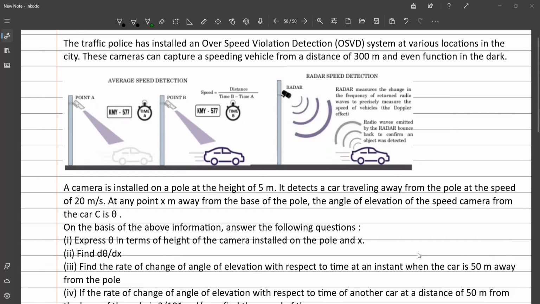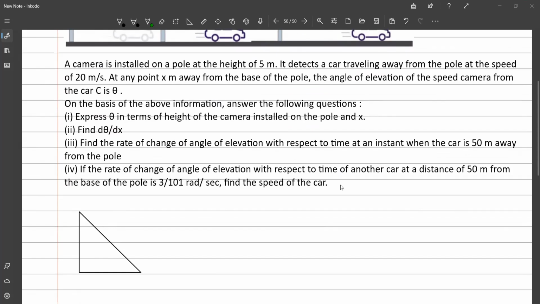One is the distance between the car and the pole, x, and that varies as the car moves away from the pole. X varies, and as x varies, because it forms a triangle, theta, the angle of elevation of the camera, can also vary. And theta here is dependent on x. It is not dependent on h because it is a constant. H does not vary. H is a constant. So on the basis of the above information, answer the following questions.